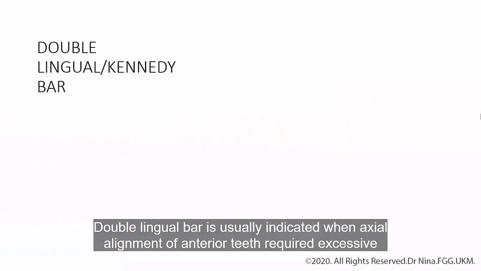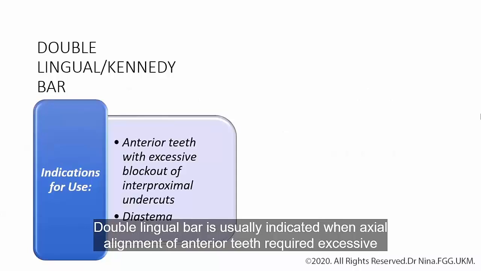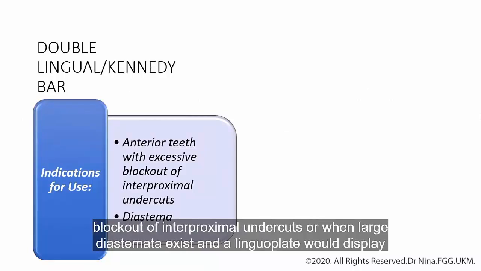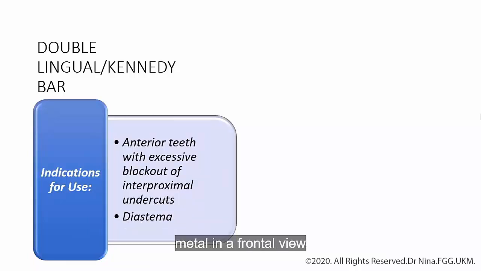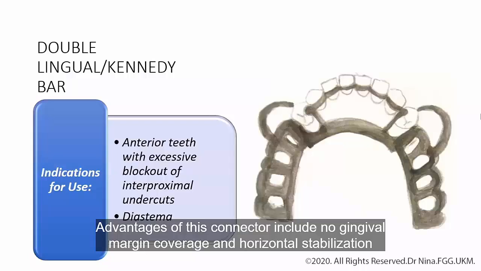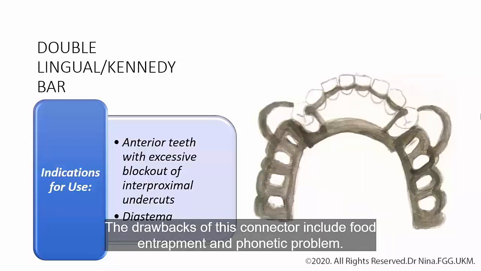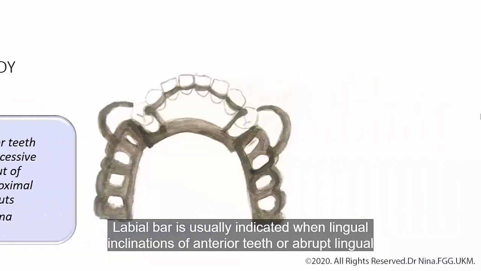Double lingual bar is usually indicated when axial alignment of anterior teeth requires excessive blockout of interproximal undercuts, or when a large diastema exists and a lingual plate would display metal in a frontal view. Advantages of this type of connector include no gingival margin coverage and also horizontal stabilization. The drawbacks of this connector include food entrapment and phonetic problems.